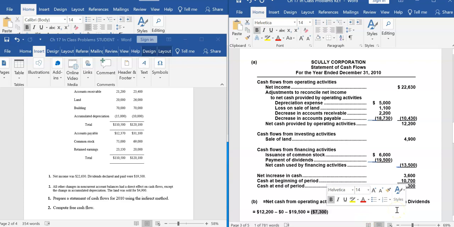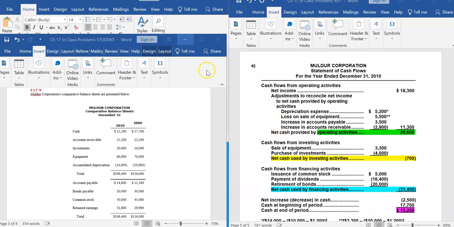Okay, which isn't necessarily a negative, a bad thing. Essentially, just what it means is we spent more money to finance or pay our dividends than what the operating activities provided. So it's not necessarily a bad thing as long as our overall cash increased.